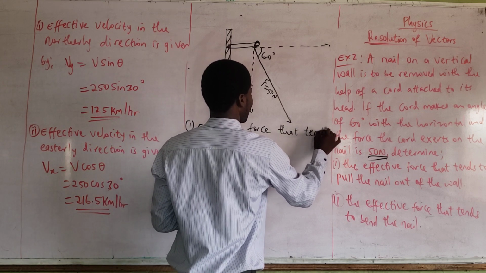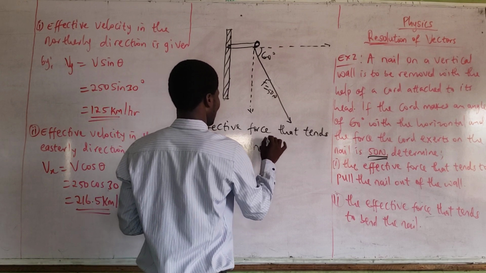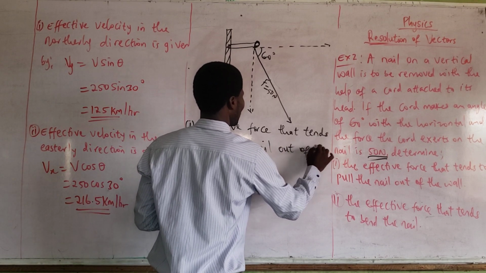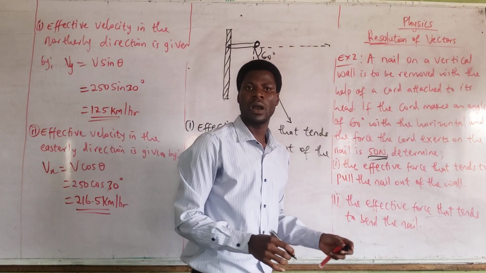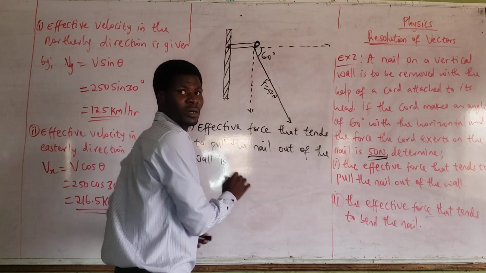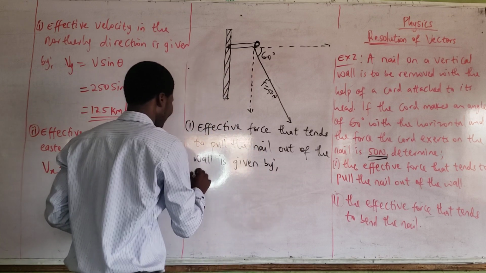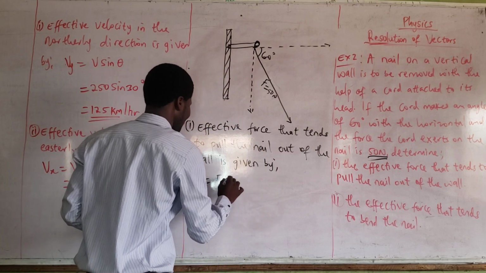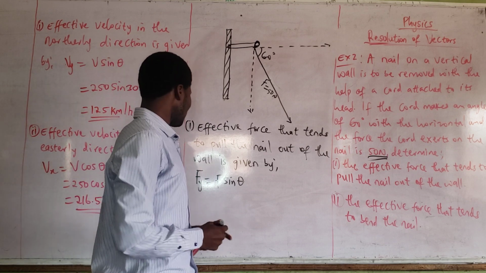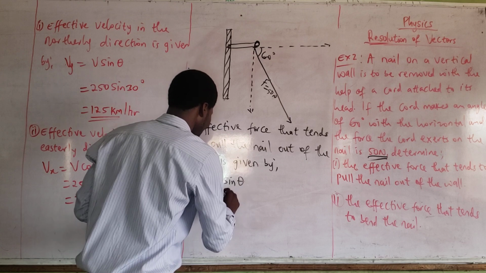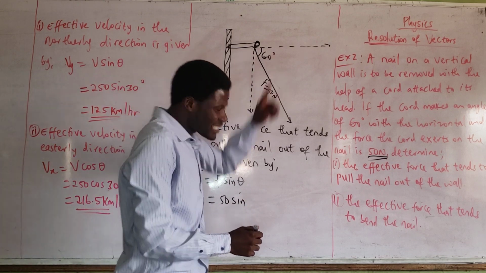So for the first one, the effective force that tends to pull the nail out of the wall is given by Fy equals F sine theta. Okay? Now our force is 50. What about our theta? The theta is 60 in this case.